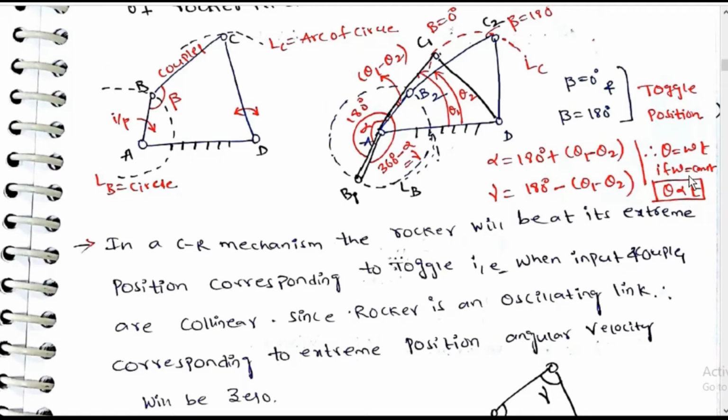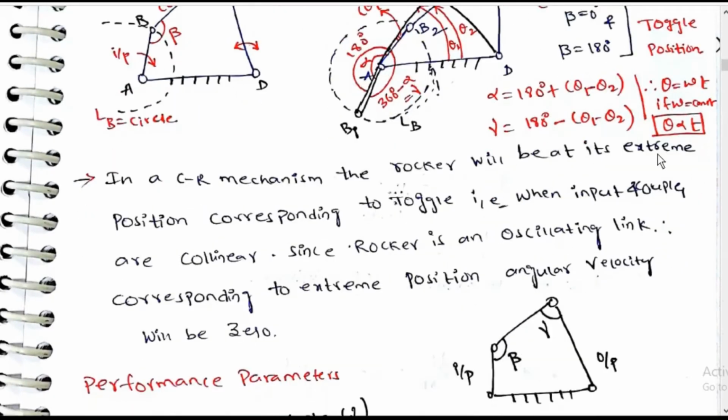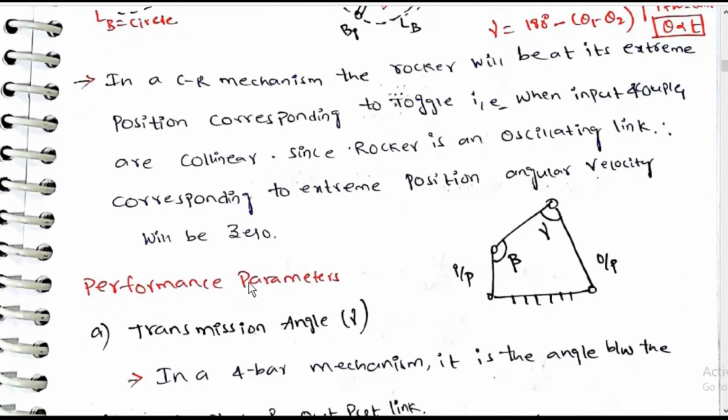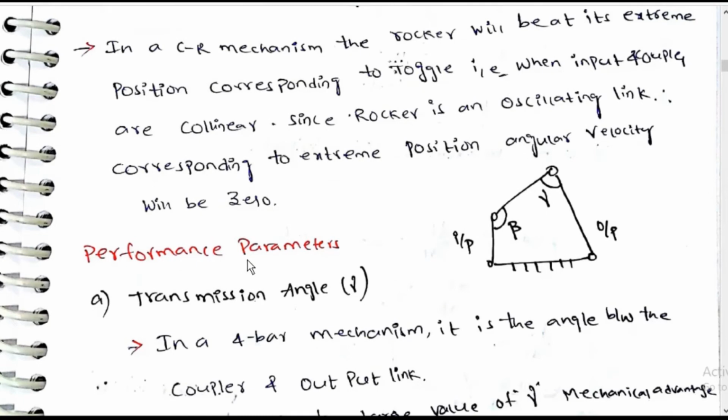Theta is equal to omega t. If omega is constant, theta is directly proportional to t. In a crank rocker mechanism, the rocker will be at its extreme position corresponding to toggle, that is when input and coupler are collinear. Since the rocker is an oscillating link, corresponding to extreme position, angular velocity will be 0.